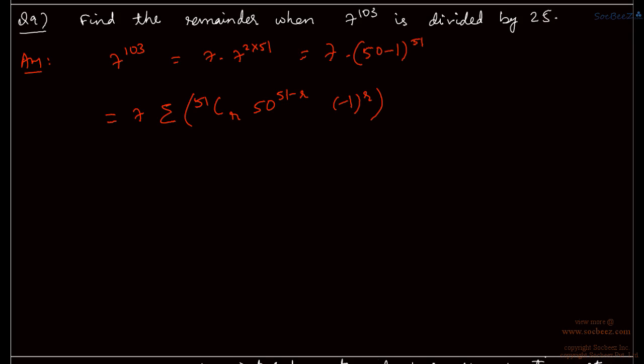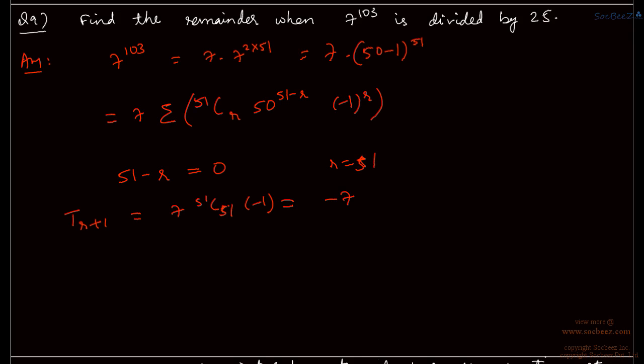Now, which term will not contain 50 here? Let us look at whenever the exponent 51 minus r becomes 0, this will not contain 50, right? So that term, T r plus 1, will be for r equal to 51, right? So the 52nd term is equal to 7 times 51 C51, that is equal to 1. Right? 50 power 0, that is 1, minus 1 power 51, that is minus 1. Right? So this is nothing but minus 7.